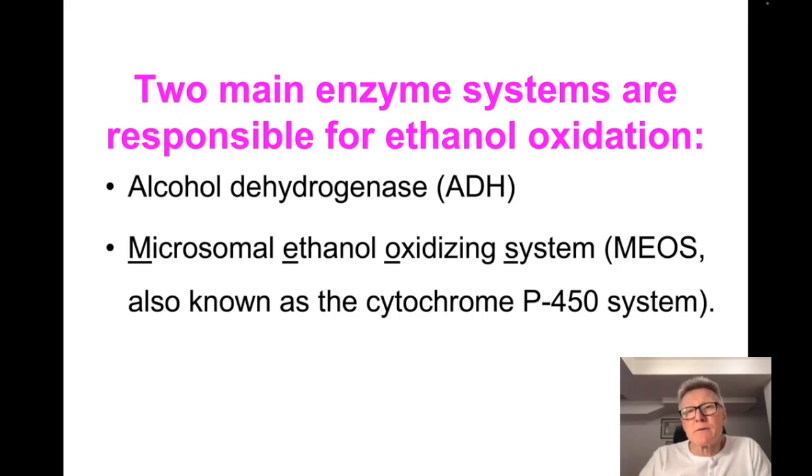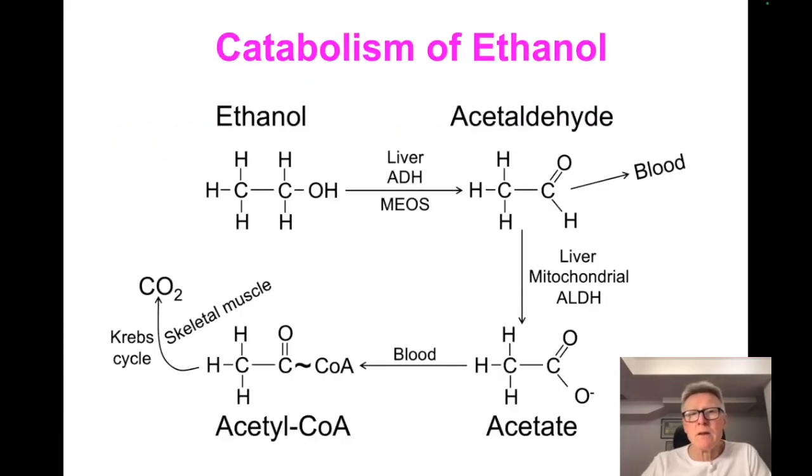For breaking down ethanol, we have 2 main enzymes. The first enzyme is called alcohol dehydrogenase, abbreviated as ADH. And the other one is the microsomal ethanol oxidizing system, also known as MEOS. The way it happens is that when ethanol enters the liver, as we can see here, we have both systems, ADH and MEOS. Ethanol is converted into a molecule called acetaldehyde. And now acetaldehyde can escape the liver as it is and get into the blood.